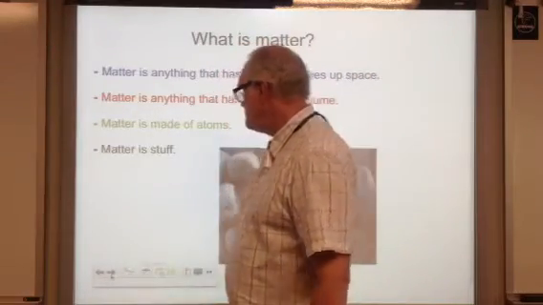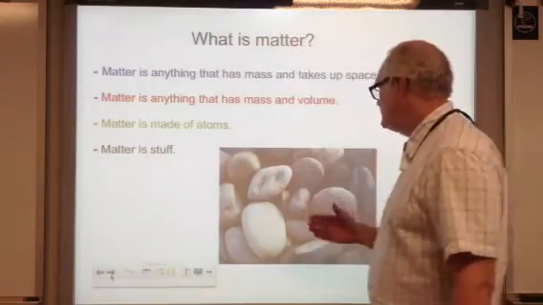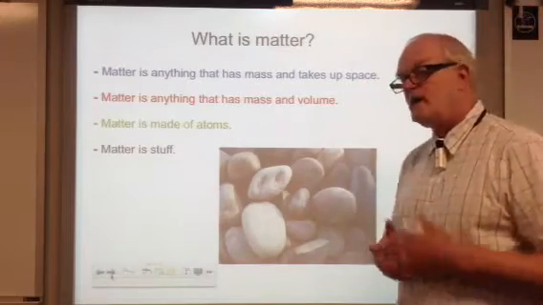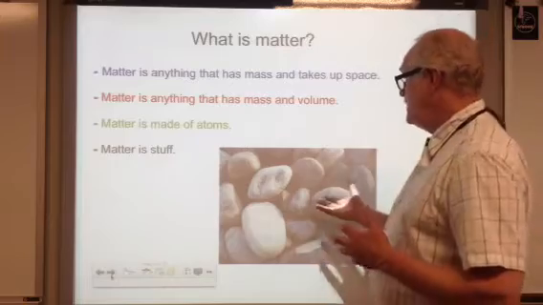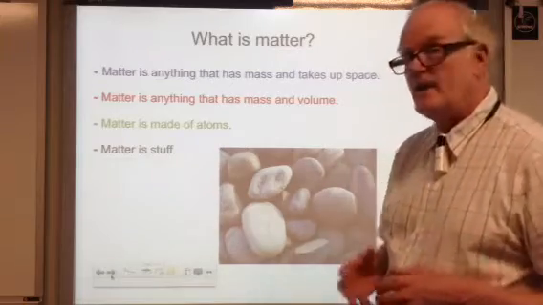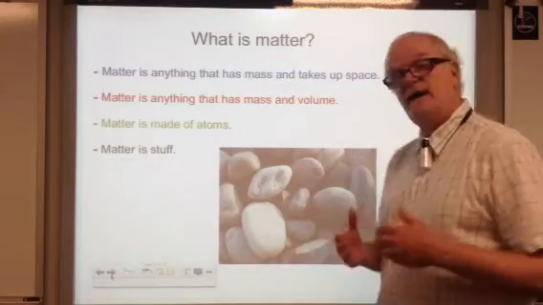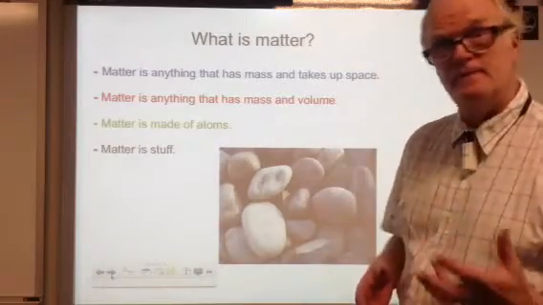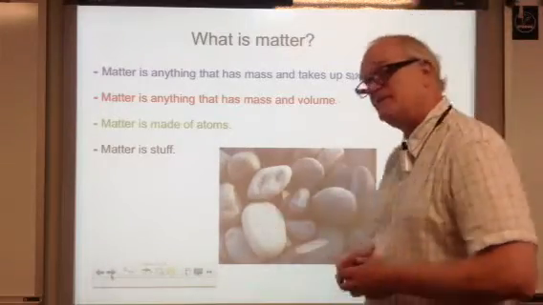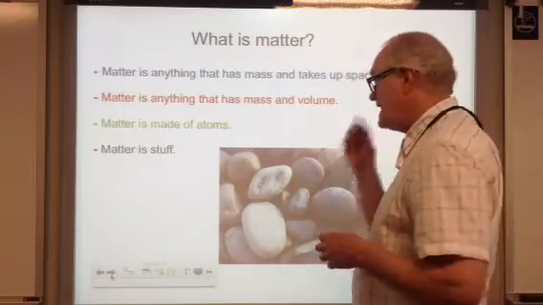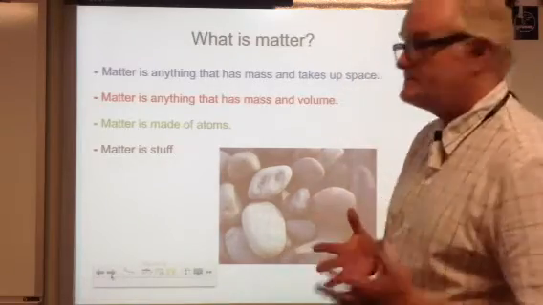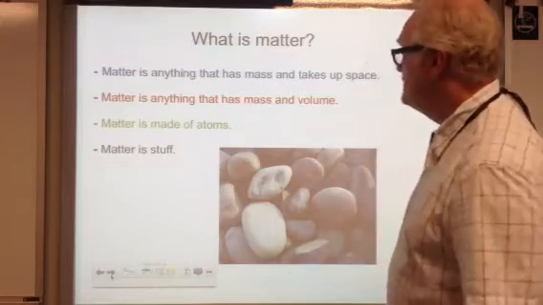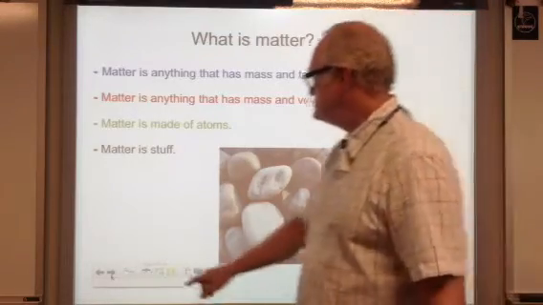Let's look at a few examples here. Here are 4 definitions. Here's a picture of some rocks. So are those rocks matter? Well, if we took some or all of those rocks and put them on a balance, we'd register a mass. So they certainly have some mass. We wouldn't even have to put them on a balance, would we? We could just pick them up and tell that they had some mass to them. And they certainly take up some space. So yeah, those rocks are matter. It's pretty easy to see that those things are matter.